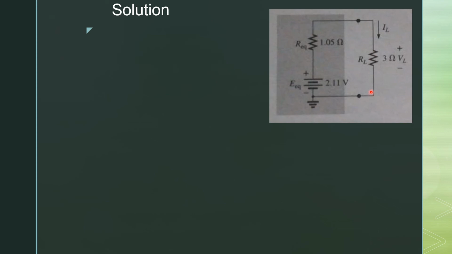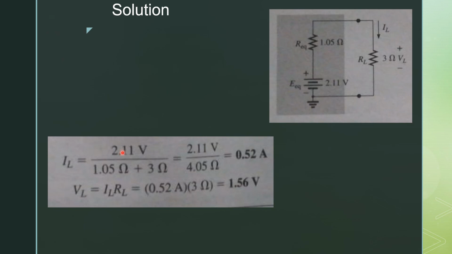Now when we are going to find the value of IL, IL is basically equal to V by RT. RT is the total resistance of the circuit, which consists of R equivalent and RL. IL is equal to the total voltage, which is 2.11, divided by the total resistance. When we substitute the values, we get IL equal to 0.52 amperes. Now, if we have the value of the current and the value of the resistor, you can find the voltage, which is equal to IL into RL. So when we substitute the values, we get VL equal to 1.56 volts. So this is basically the Millman equivalent circuit.